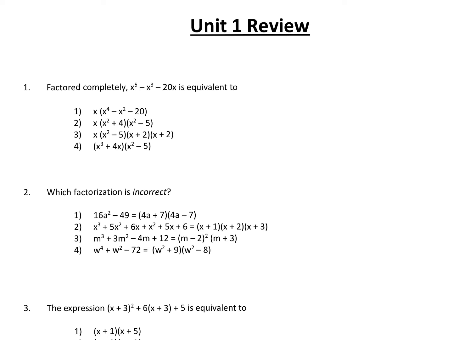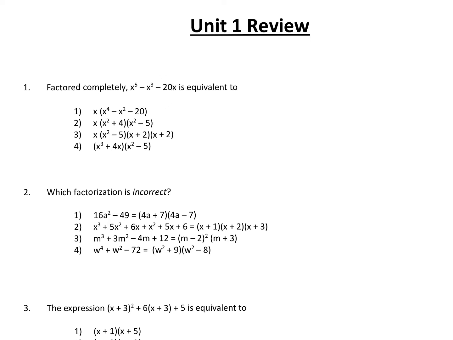All right, so let's go over the answers to the Unit 1 review. Okay, so number 1 says factored completely. So when you see completely, that kind of gives you a clue that it's going to take more than one step to factor this. All right, so if you look at this trinomial, right, there's 3 terms.